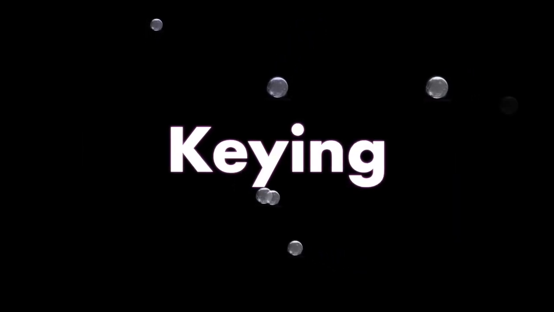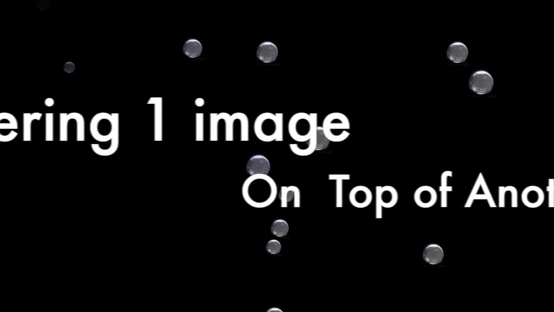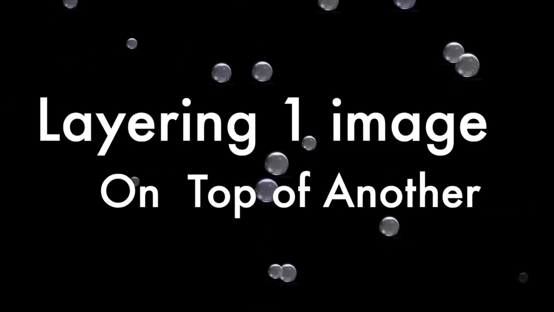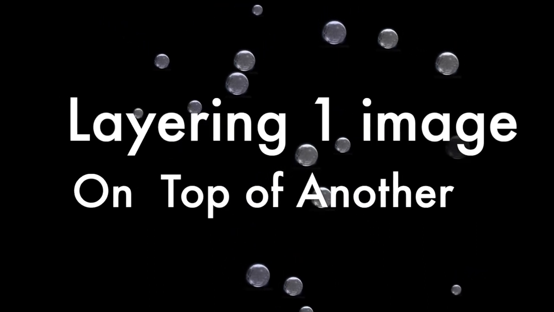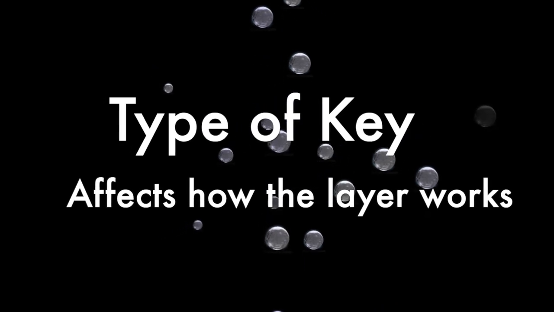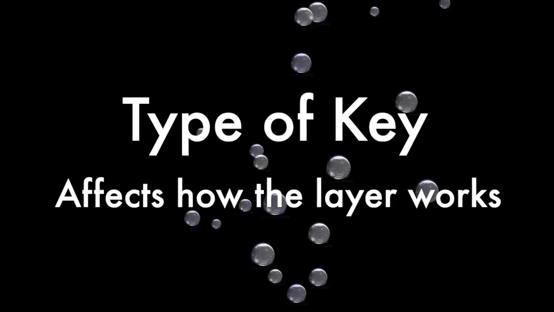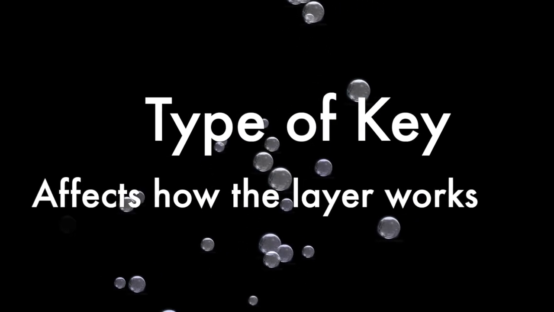Before we talk about how keys work on a switcher, you need to understand keying. Keying is basically a way to layer one image on top of another. There are several different types of keys that affect the key source in different ways. So how do we choose the order of layering?